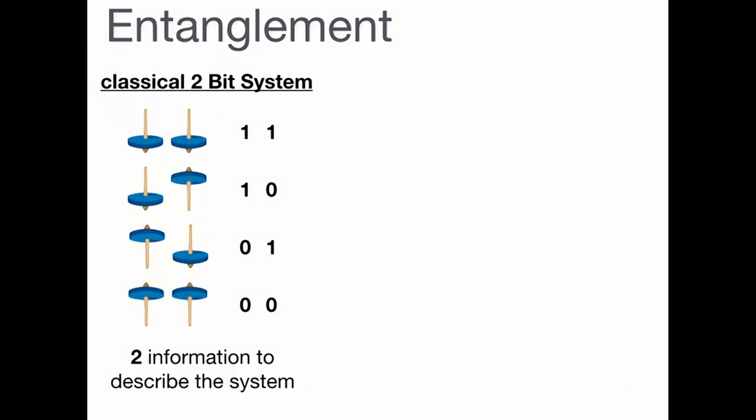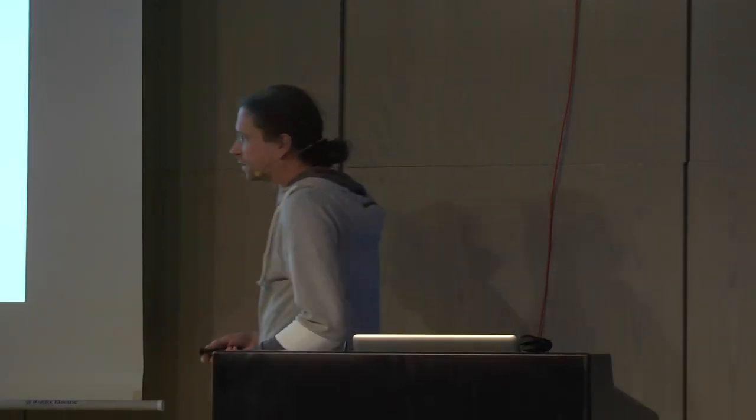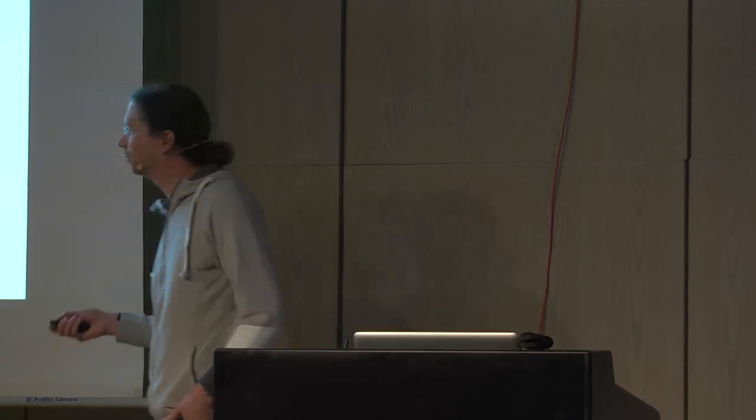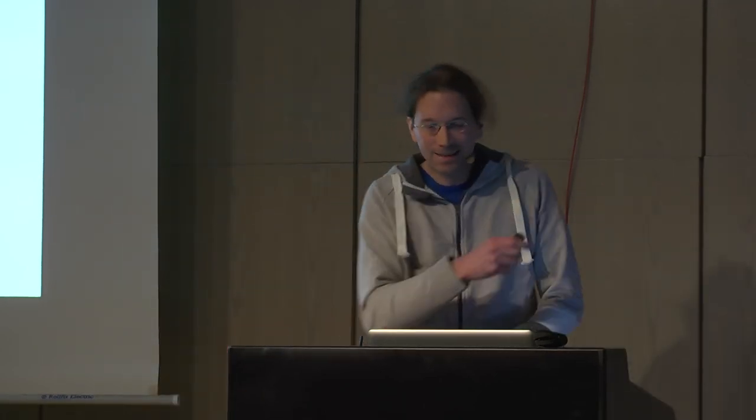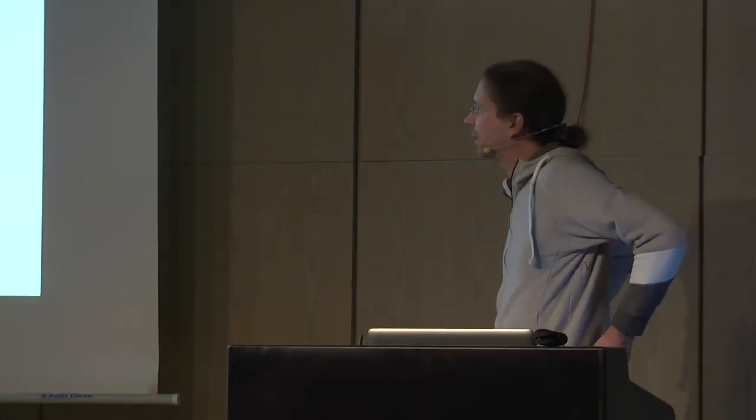Let's start first again with two-bit systems. Both spins up, both down, one down and one up, or up and down. And of course, you know, 1 1, 2 2, 0 0. So although our two classical bit system can have four states, we need two pieces of information to wholly describe the system. What is the state of the first bit? What is the state of the second bit? That gets a little bit more complicated when we come to qubits.